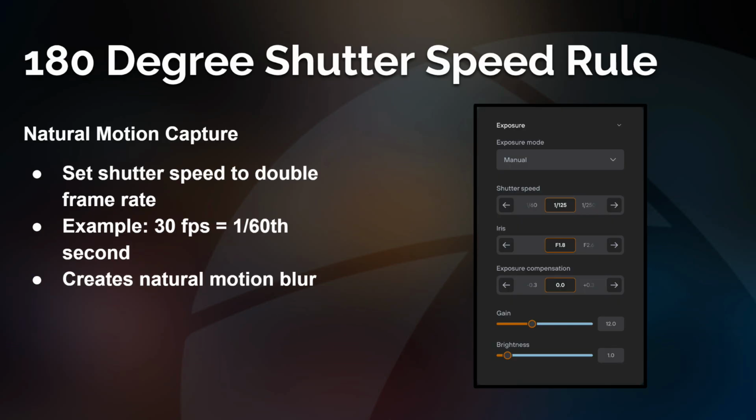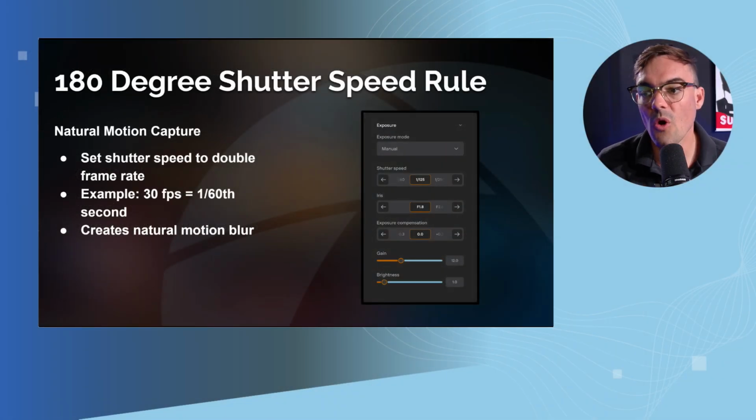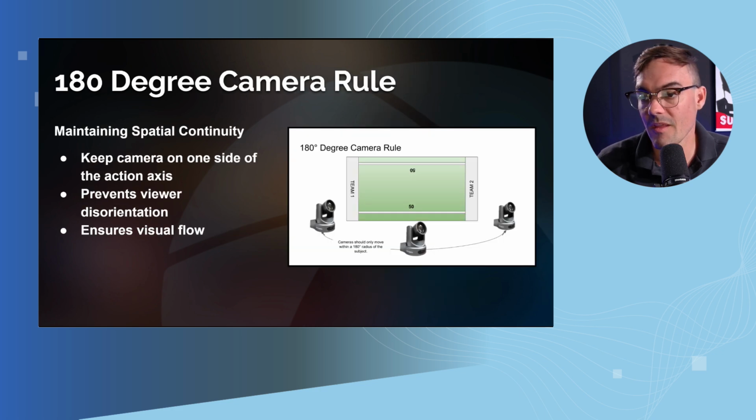in this online course. So 180-degree shutter speed rule, just to recap. You set the shutter speed to double the frame rate. So if you're at 30 frames per second, you want to do the shutter speed at 1/60th of a second. And we'll look at doing that in Hive throughout this course so that you can create a natural motion blur as kind of like your baseline.